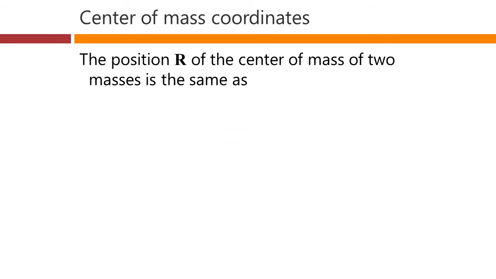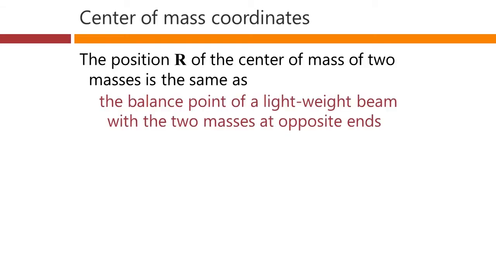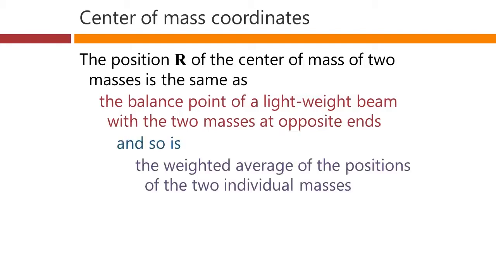Well, we're going to look at the position, capital vector R here, of the center of mass of 2 masses. So that is the same as the balance point of a lightweight beam. So imagine we had a beam here with 2 masses on opposite ends. And so that balance point is the weighted average of the positions of the 2 individual masses. So somewhere between one end of the beam and the other, we choose the fulcrum, if you like, the balance point, and how far along we choose it depends on how heavy the masses are in the 2 ends. And the answer to that would be that we would choose it at this position.